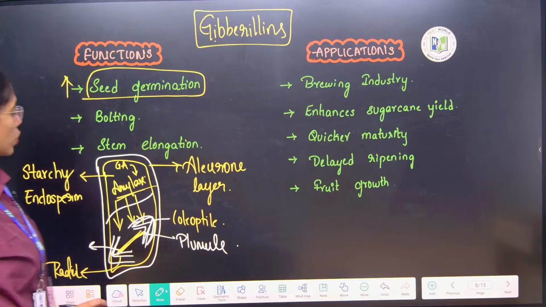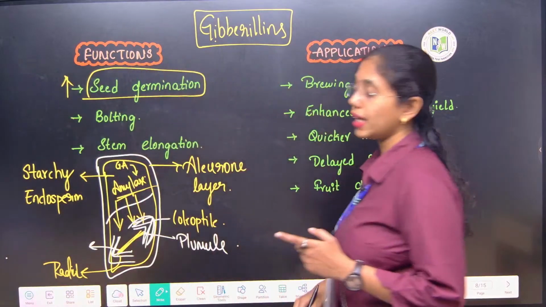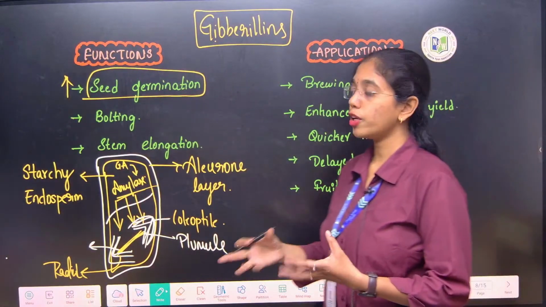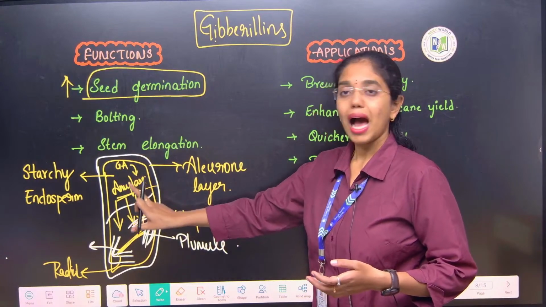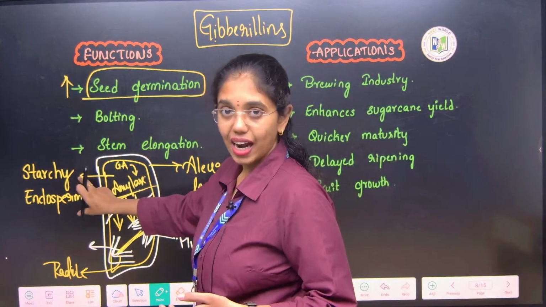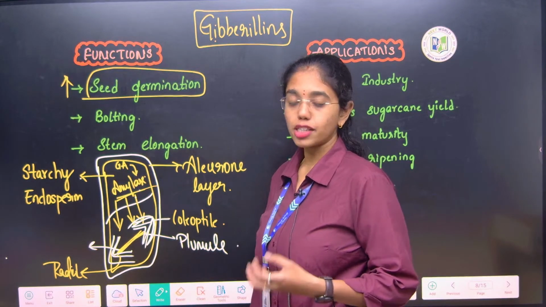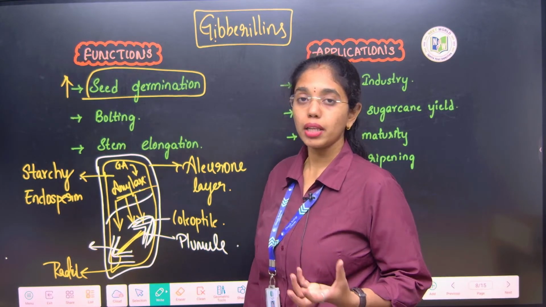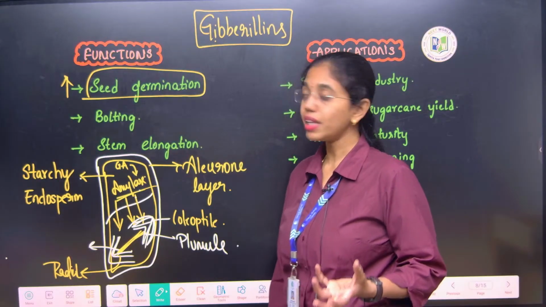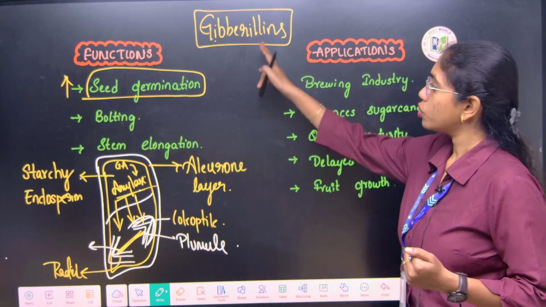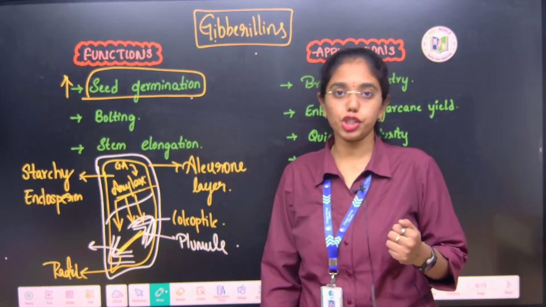Got it? So here, what is the role of gibberellic acid? To promote or induce the release of amylases. Amylases will solubilize the starch. Simplest sugars are transferred to the embryonal axis, which will help in seed germination. Okay. So gibberellins will promote seed germination.